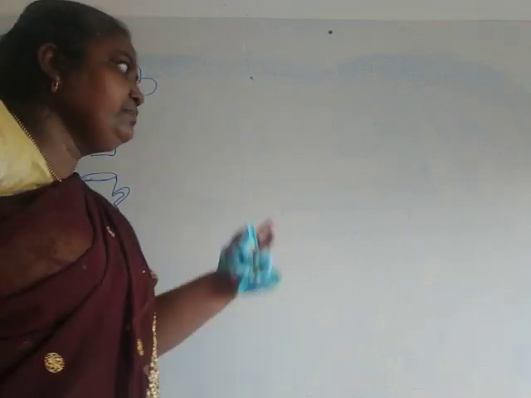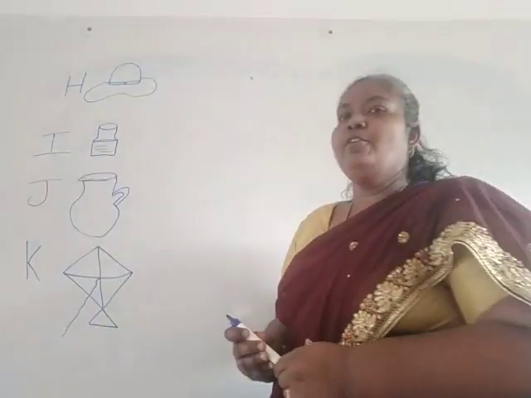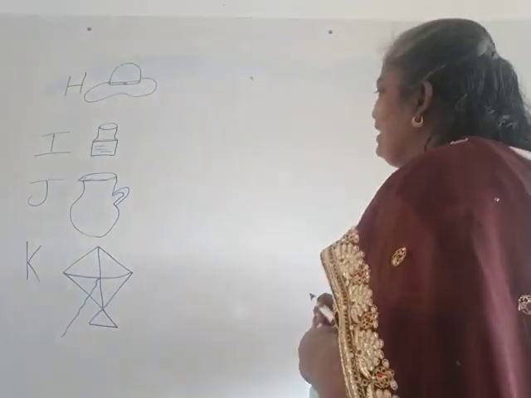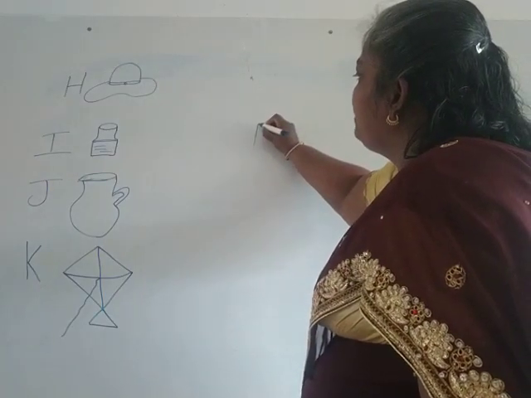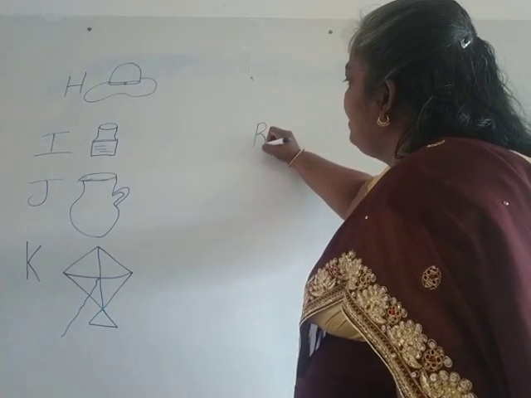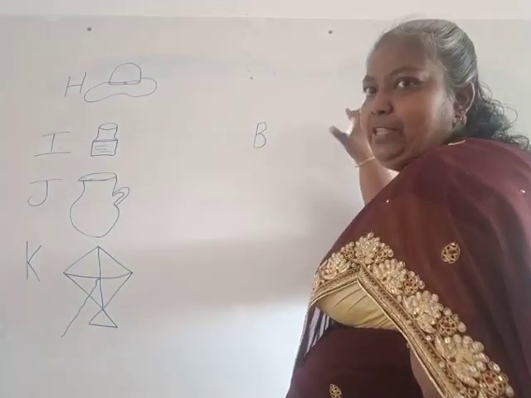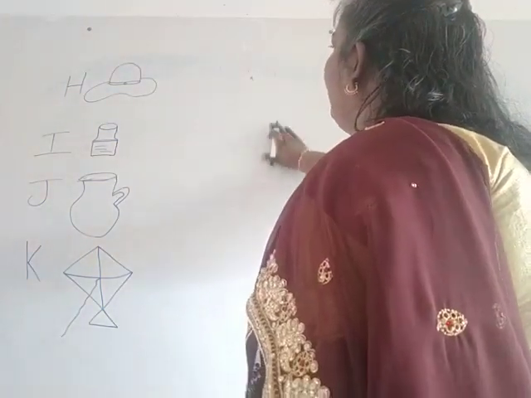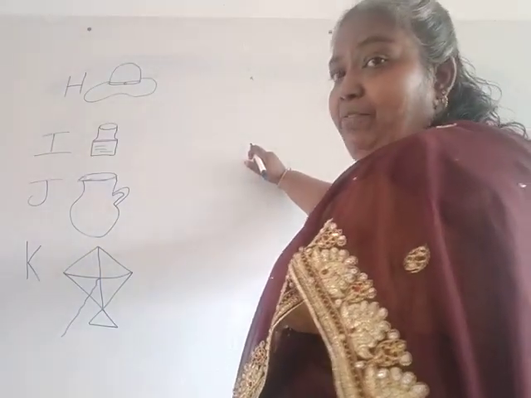Okay. Now, in the classwork note, what we are going to write now? Last week, enna paathom, B eppadi ezhudhanum paathom. B or kokki pote. Illaya? Kai vidama ezhudhanum. Adhaan B paathom. Okay. So, now, today, again we will write B.